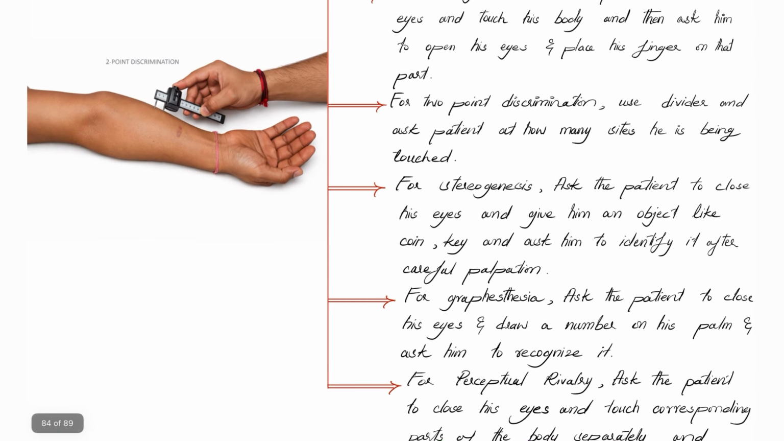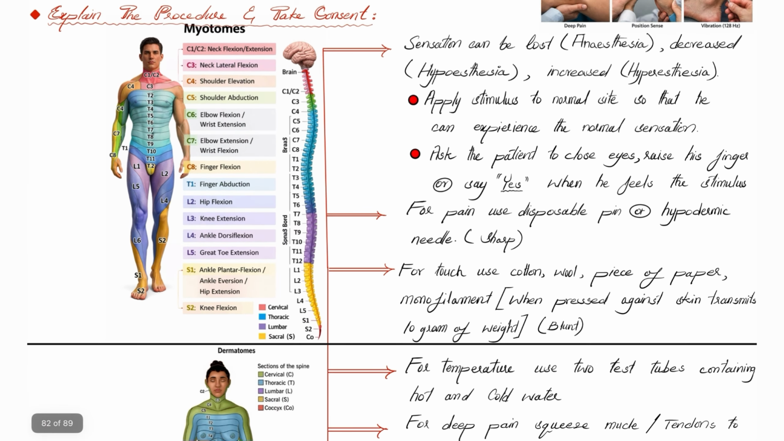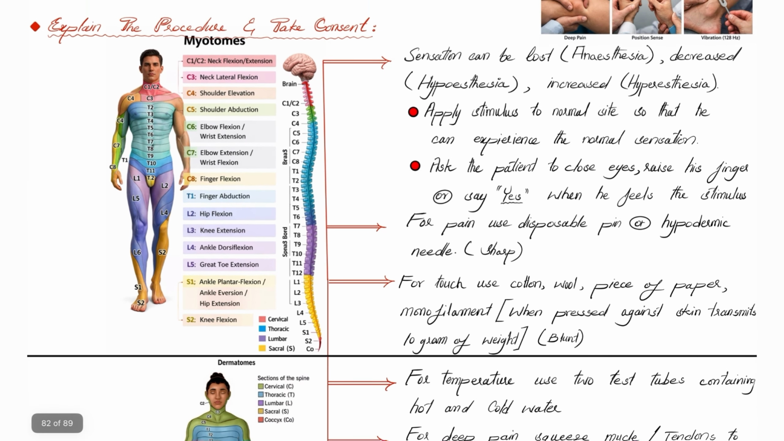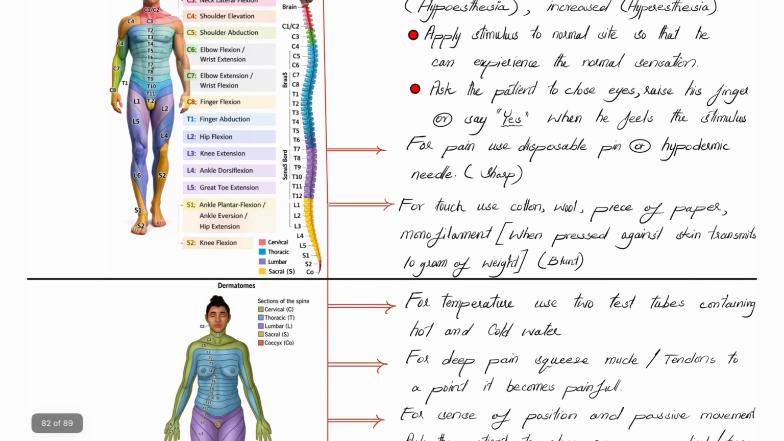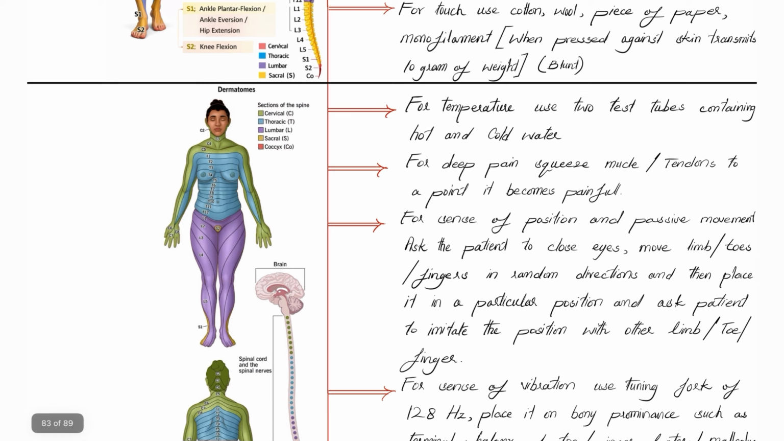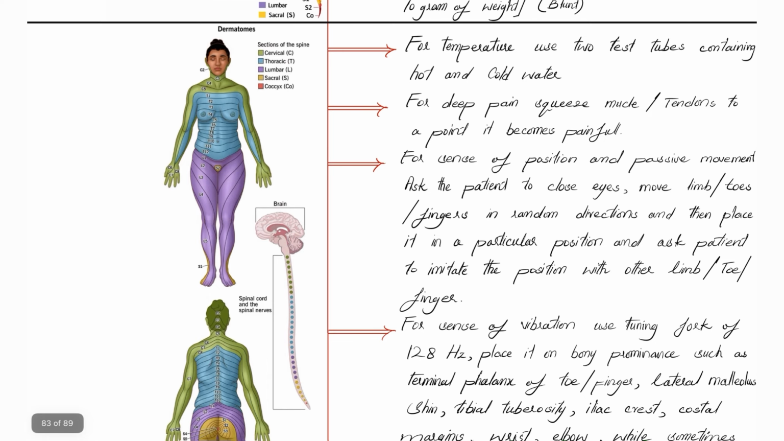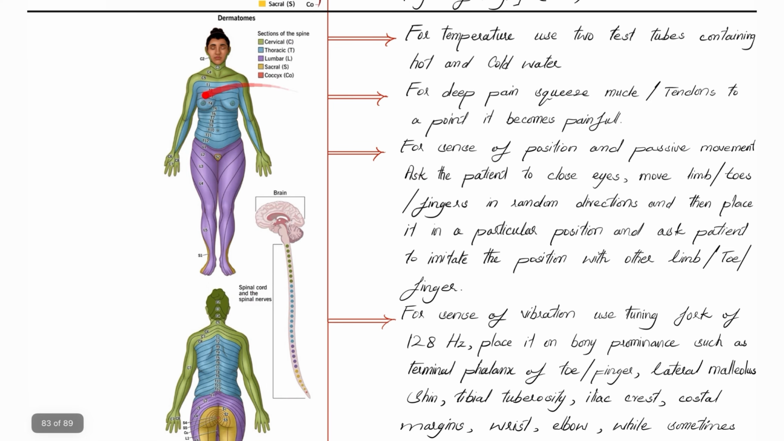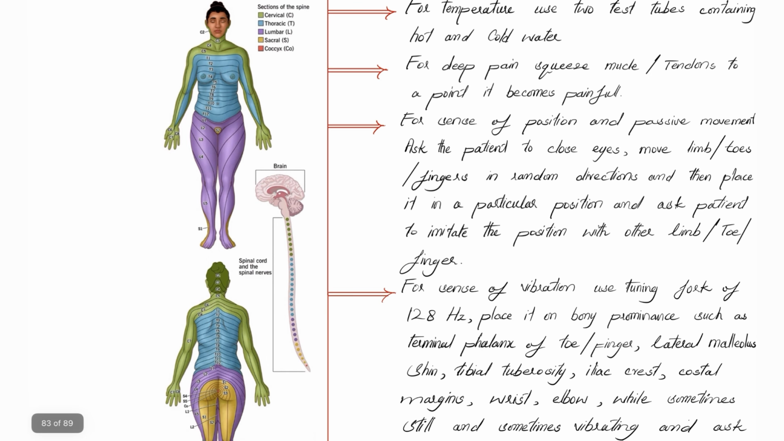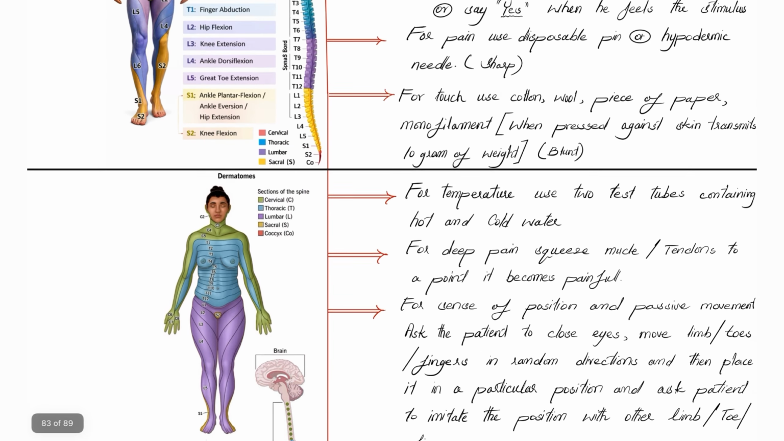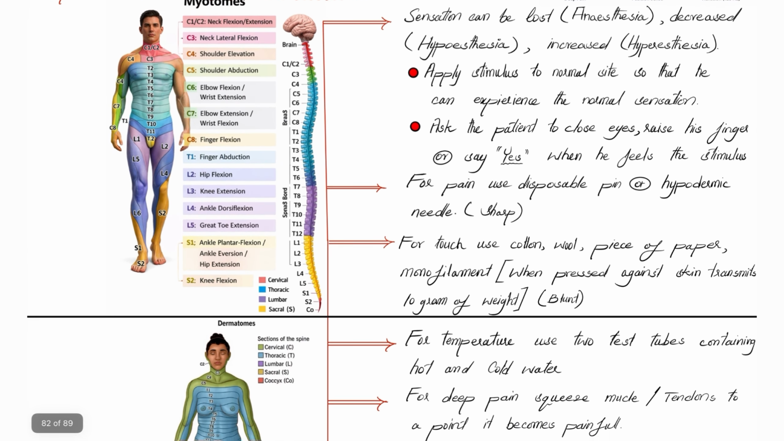Here I have provided you the image of myotomes and dermatomes. Myotomes and dermatomes are ways the body maps out nerves. A myotome is a group of muscles controlled by a single motor nerve root, and a dermatome is an area of skin supplied by sensory fibers from a single nerve root. So you should learn the dermatome and myotome root values by heart.